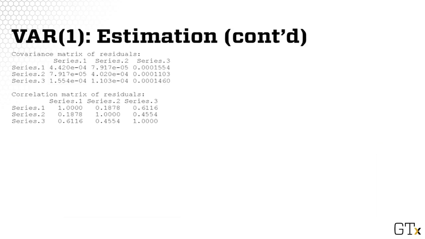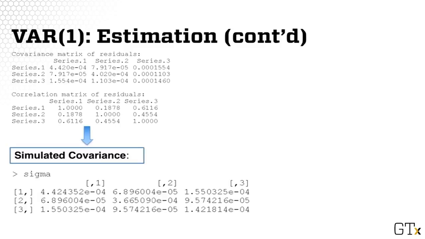The output also provides information on the covariance matrix of the residuals, which is an estimation of the variance of the error terms, sigma. We can compare this output with the covariance of the simulated model provided below. The estimated covariance accurately captures the contemporaneous dependence among the three time series, as shown by the comparison of the values of the two matrices, the true covariance and the estimated covariance.